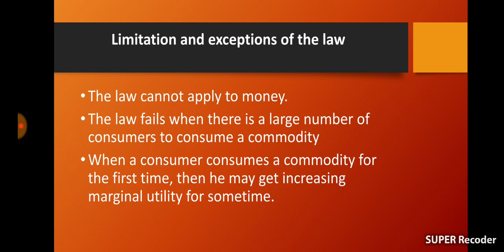And the next limitation is that the law fails when there is a large number of consumers consuming a commodity. And the final limitation is that when a consumer consumes a commodity for the first time, he may get increasing marginal utility for some time. That means sometimes he may get increasing marginal utility when he consumes a commodity for the first time.